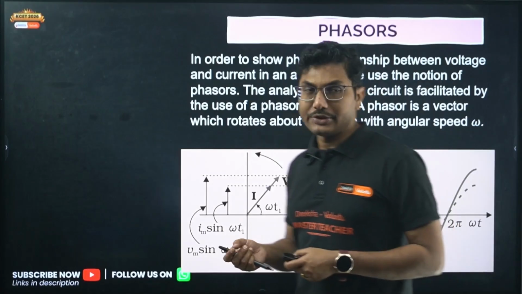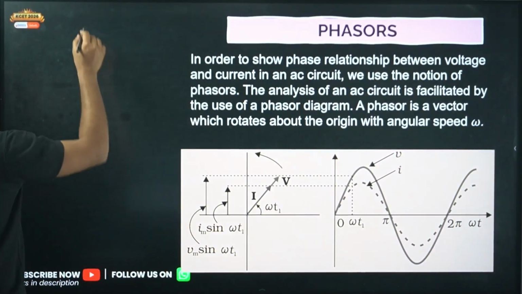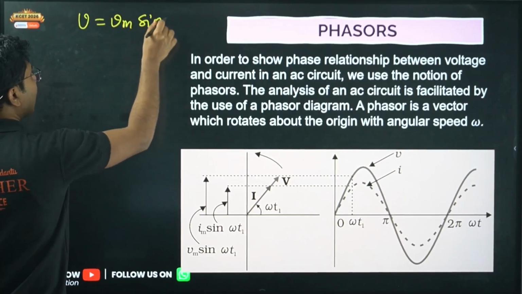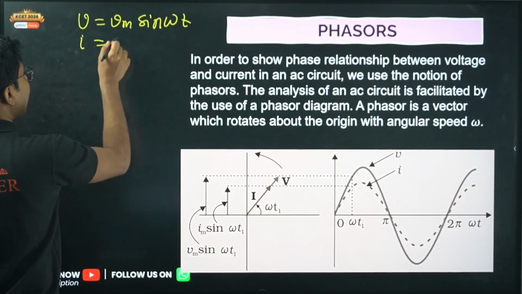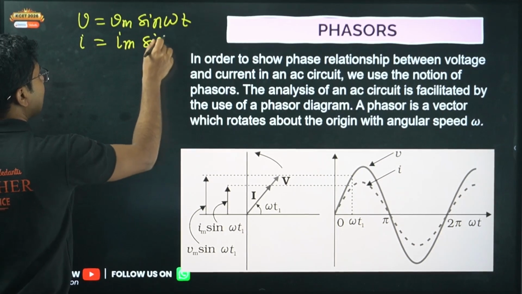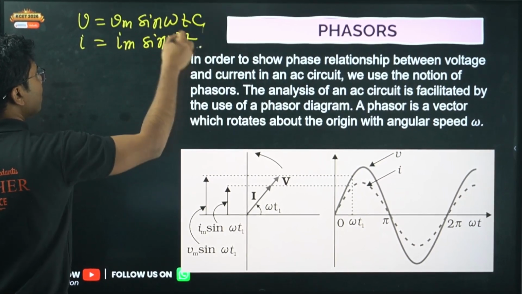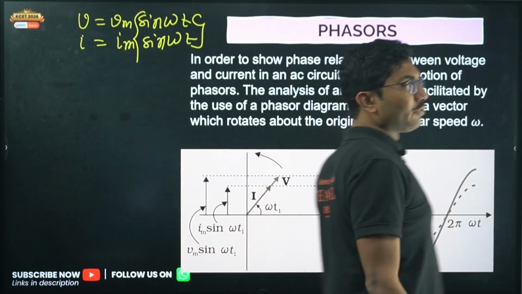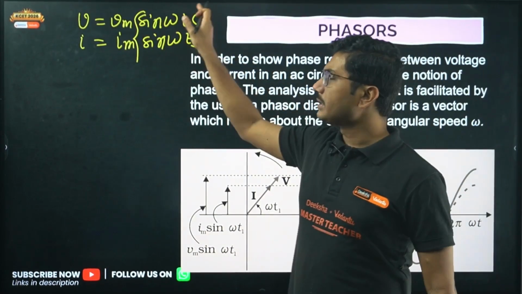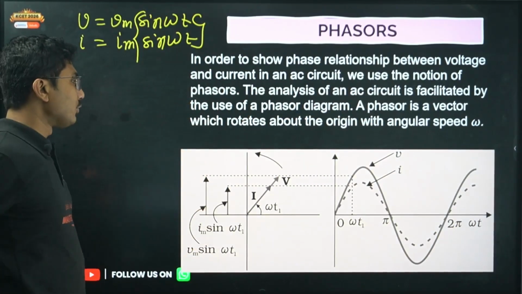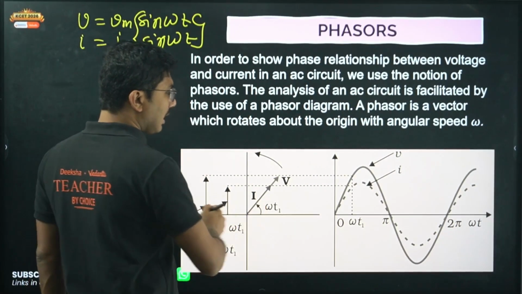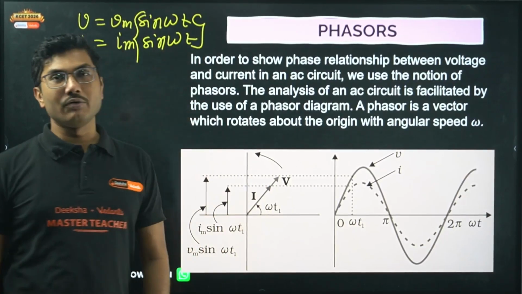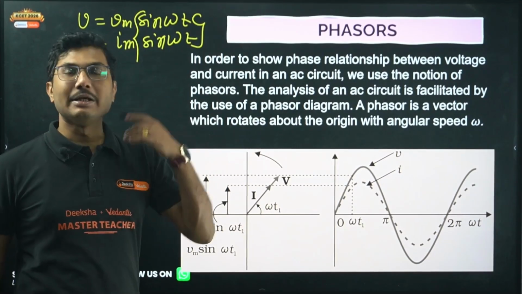So for example, for a resistor, we have seen voltage was given by Vm sin omega t and current was given by Im sin omega t. Both of these two terms have the same sin omega t, whereas only the Vm and Im values are changing. Only the constant values are changing, but sin omega t is the same for both. So if you plot a graph, both voltage and current will move with the same angular velocity omega in a plane. We can represent it like that.